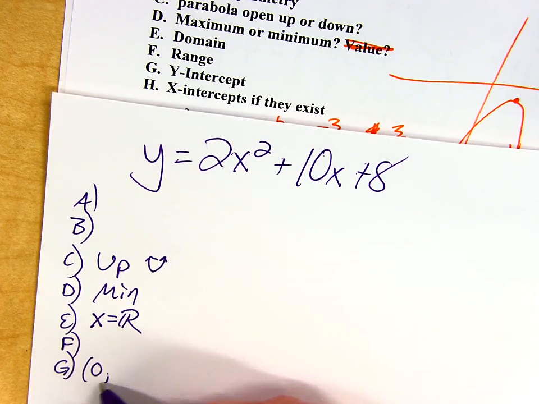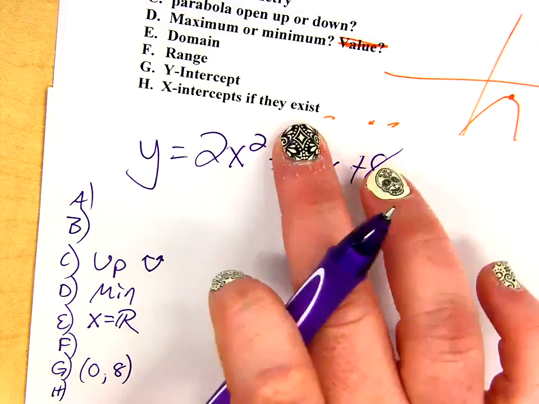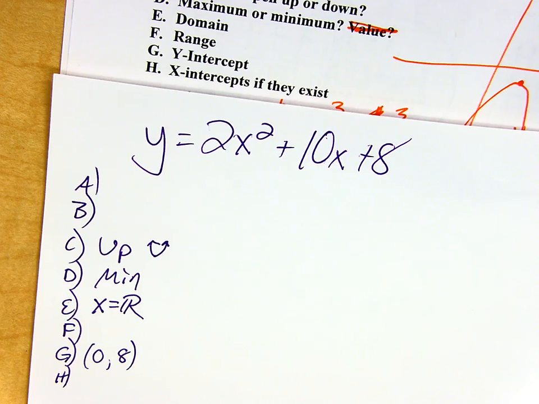Yes, because all I do is plug in 0 for x into my equation, see what comes out. And it comes out with an 8. H is a bunch of work. Okay, so now I'm ready to go back and find my vertex.